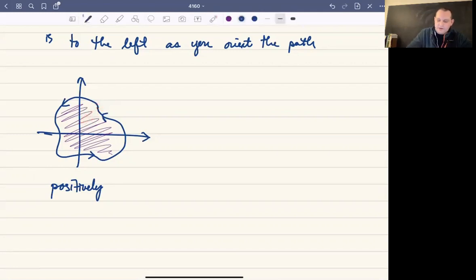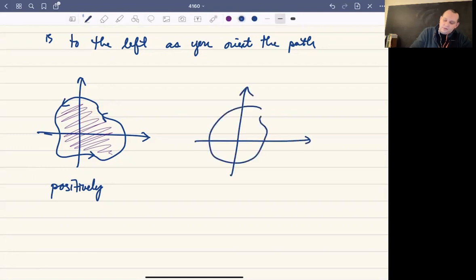So that's positively oriented. If you were to have a simple curve like this, and if you were to travel this way, this would be negatively oriented. Because here, as you travel around, inside of the curve is to the right. So this is negatively oriented.